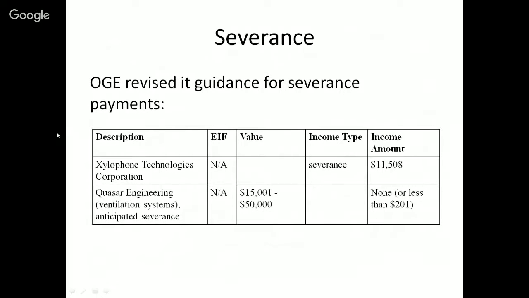We have revised our guidance for severance. Previously, OGE required a formula for the severance payment to be listed in the description. A formula is no longer required as a part of the description for a severance payment. As you can see, you just need to include the name of the company and indicate that it is a severance payment.